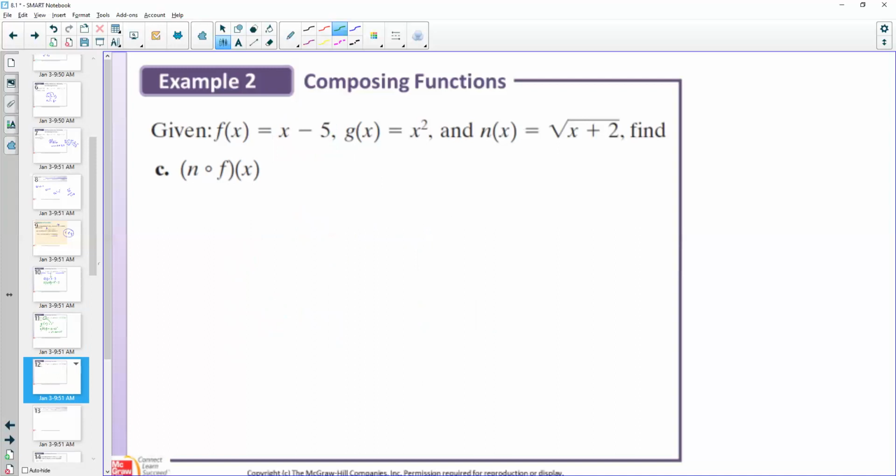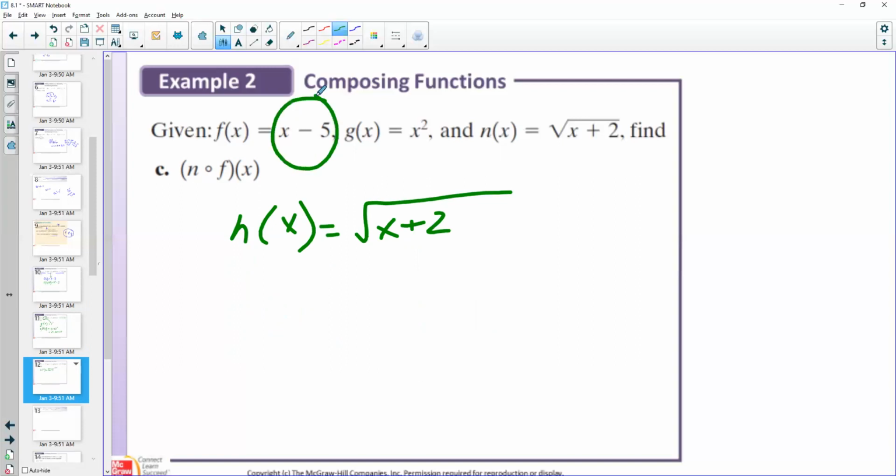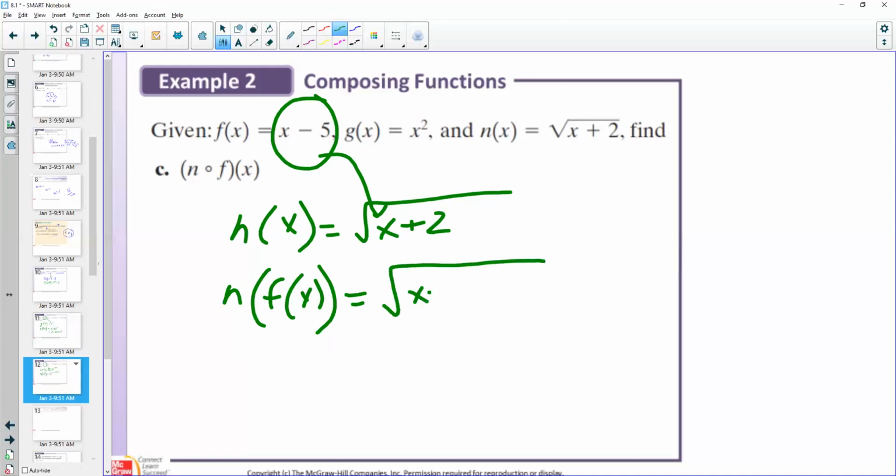Try another. N of f of x. So I'm going to start with n of x. It gives me the square root of x plus 2. And I'm going to put f of x, this function, in where I see x. So n of f of x is the square root of x minus 5 plus 2. And then I'm just going to simplify. Square root of x minus 3. That's it.